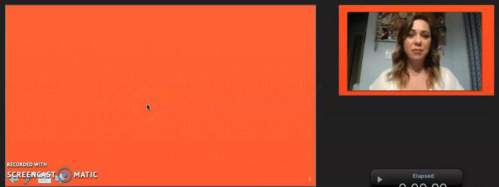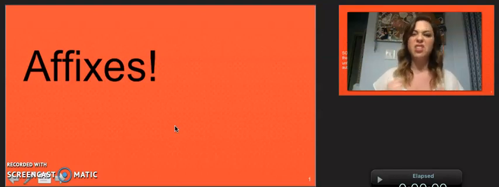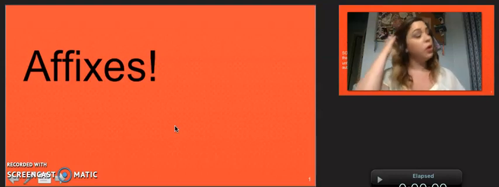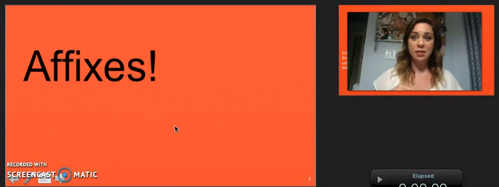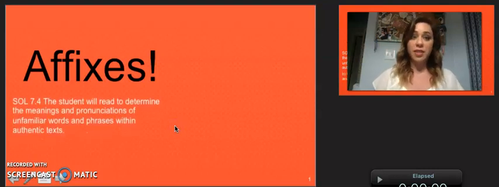Hi class. So today we're back and we're going to work on a little bit more practice with affixes. I just want to make sure you have a really solid handle on how to use your affixes so that when you run into a word in a text or a novel, you're able to take that word apart into its pieces and use those pieces to create your own definition. And then you're going to be able to figure out what that word means and understand it based on the definition you come up with from dissecting that word. And that's the point of this SOL standard.